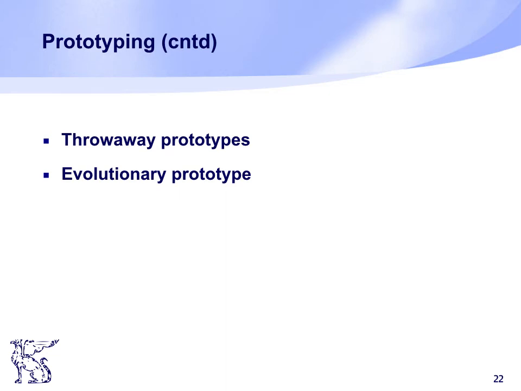The next one is evolutionary prototyping. In this prototyping, the initial prototype is incrementally refined on the basis of the customer feedback till it finally gets accepted. In this model, we are not developing a prototype from scratch for every iteration of the process. We are doing it incrementally.